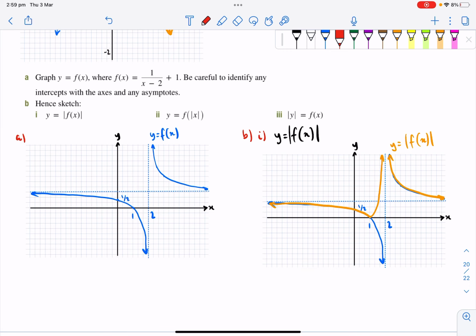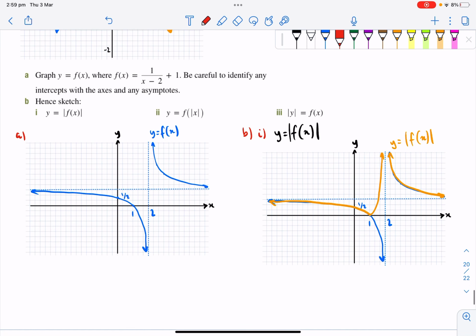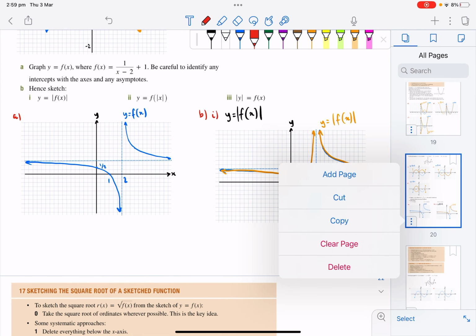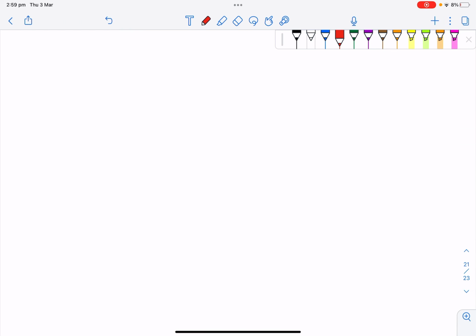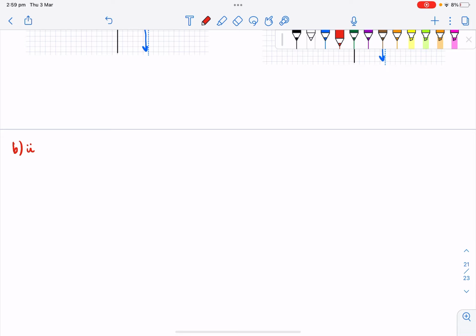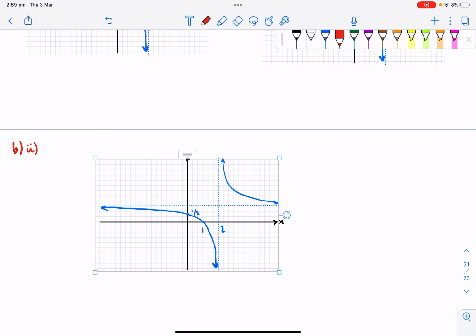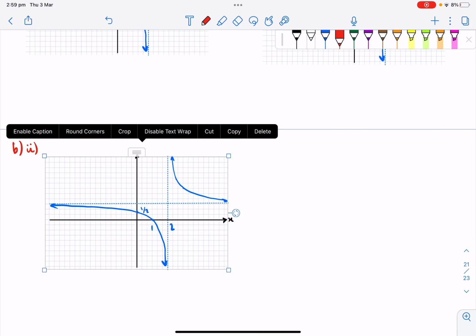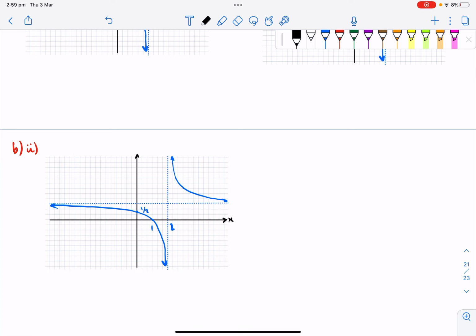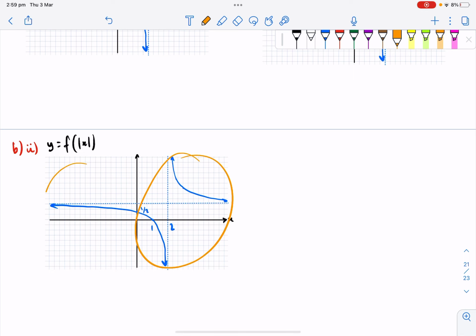Now let's do the next one. y equals f of the absolute value of x. I'll just need to insert a new page. So B2. Let's take that image from before. We're doing y equals f of the absolute value of x. And this one is just reflecting whatever's on this side to that side. So there's quite a bit of work here for us.